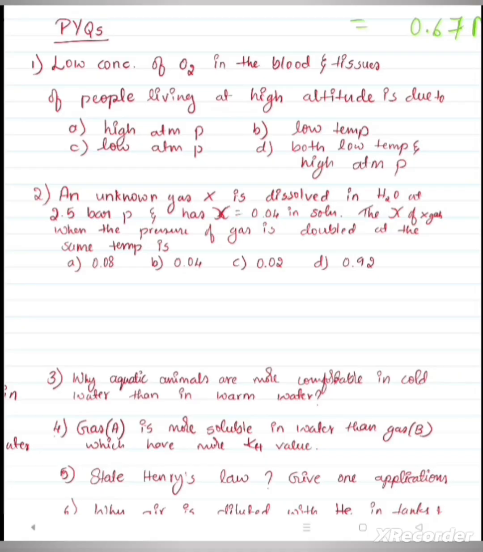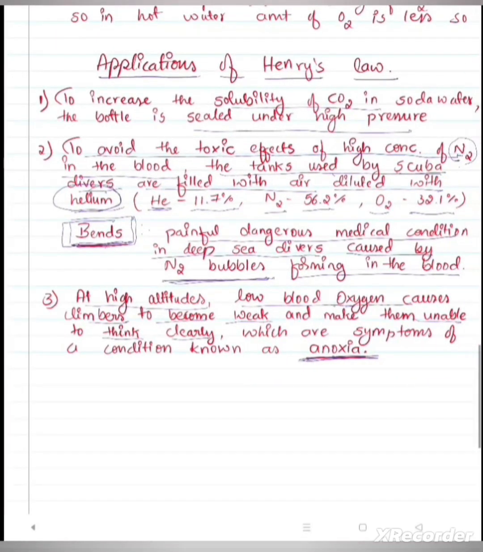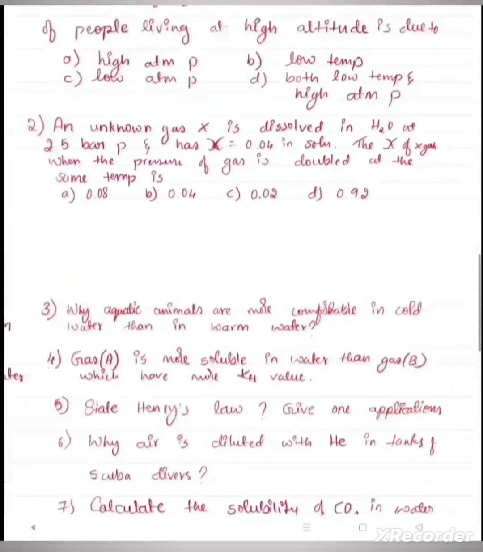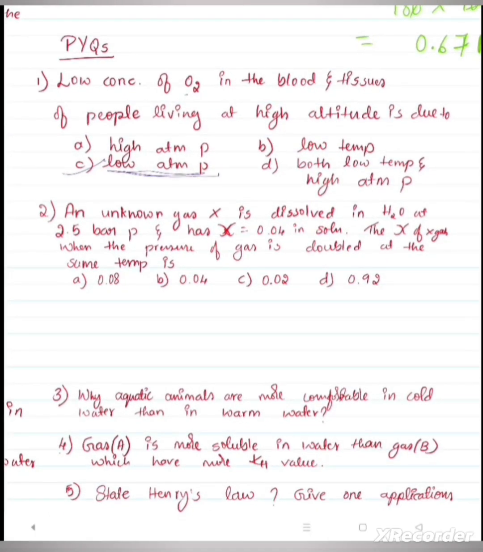First question is: low concentration of oxygen in the blood and tissues of people living at high altitude is due to what? Can you tell me? I already told you, at high altitude the partial pressure of the oxygen will be very low. That means atmospheric pressure is very low. That's why the oxygen will not dissolve in the blood and tissue. So the answer is the low atmospheric pressure at high altitude.